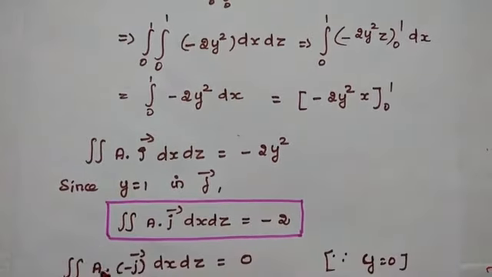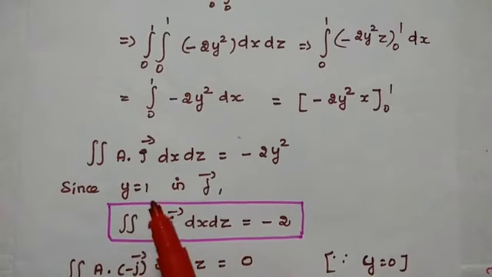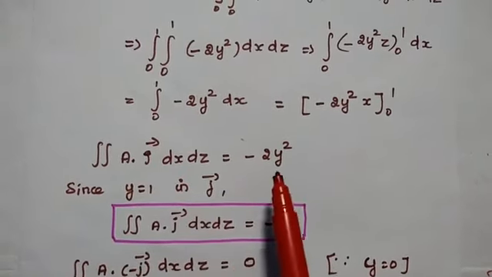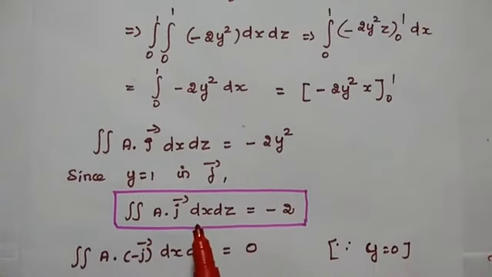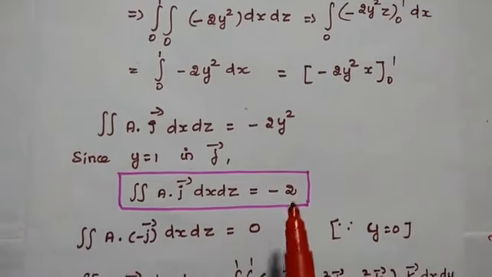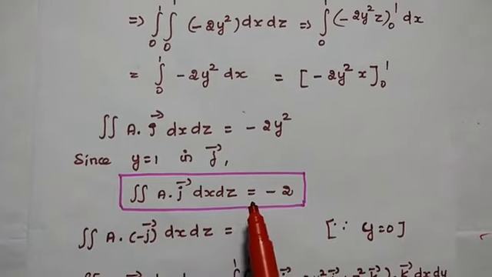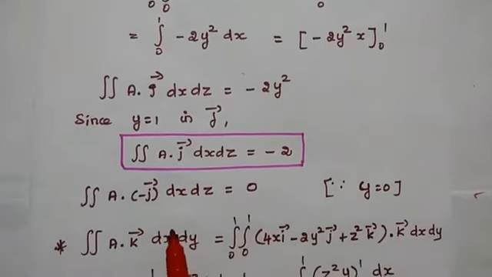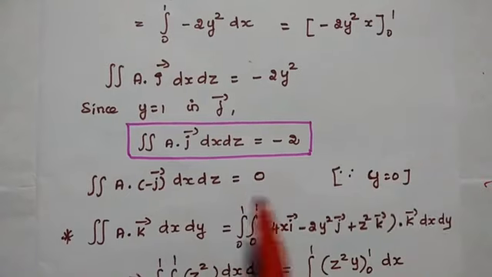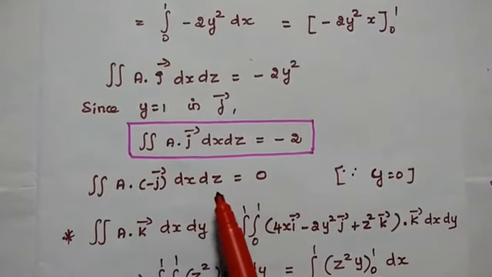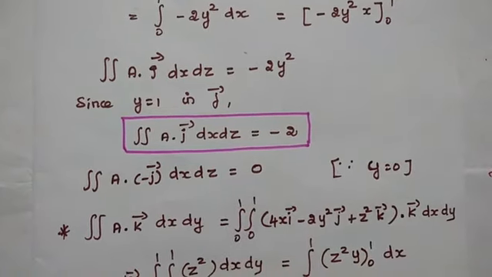Okay. As we know that the value of y is equal to 1 in the j direction, we can substitute that value here. So this integration becomes minus 2. That is surface integration of a dot j vector dx dz is equal to minus 2. In the opposite side, its value is 0. So we can say a dot minus j vector dx dz is equal to 0.